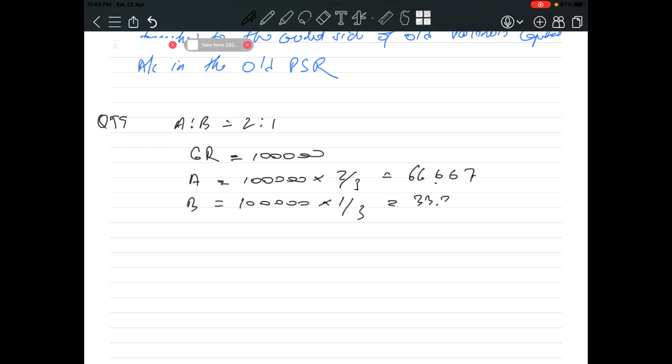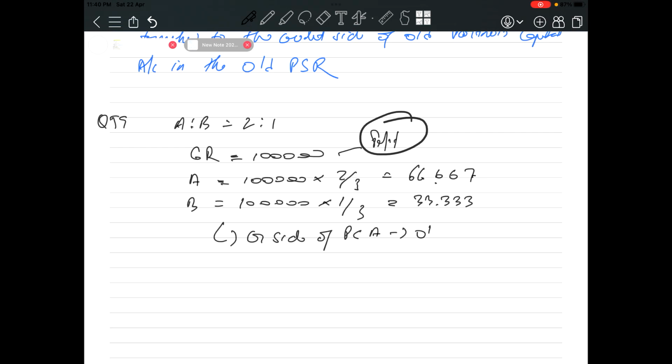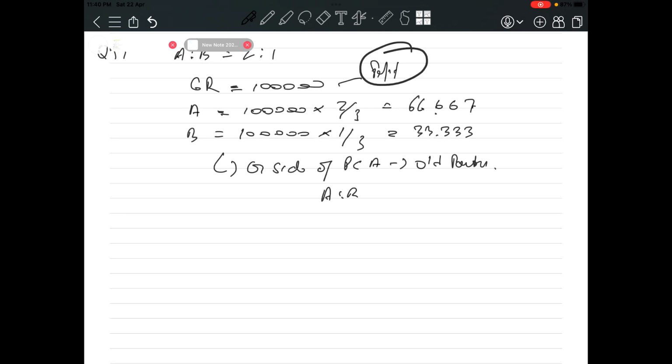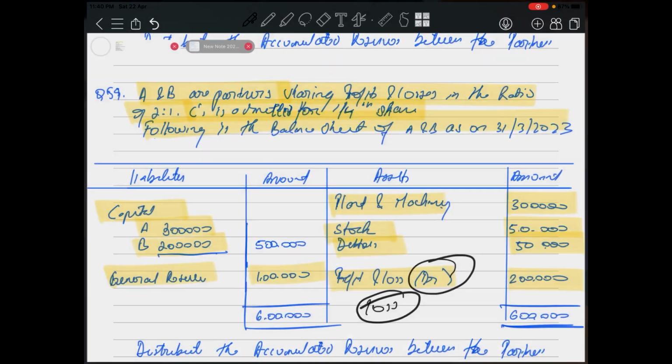66,667, 33,333. Okay, so this is a profit. Okay, distributed. So this will go to the credit side of partners capital account, old partners. Okay, old partners, which means A and B. Now let's talk about profit.